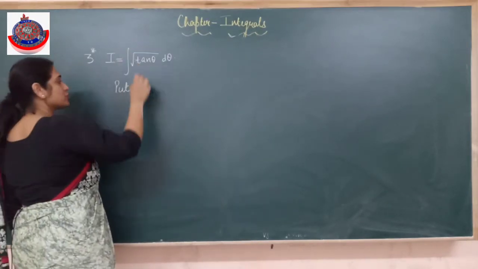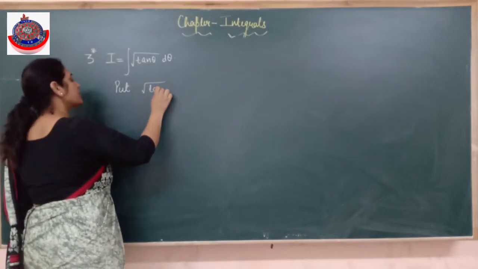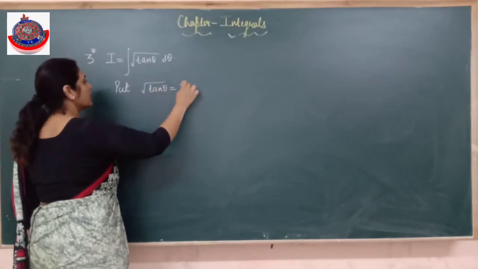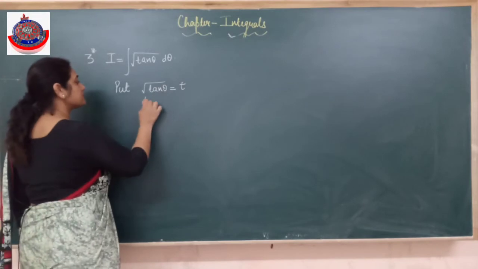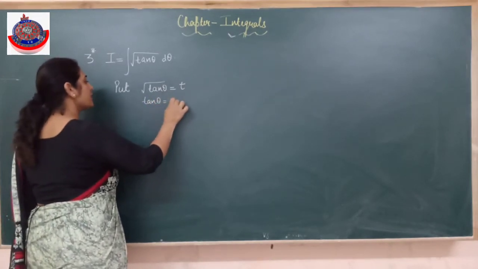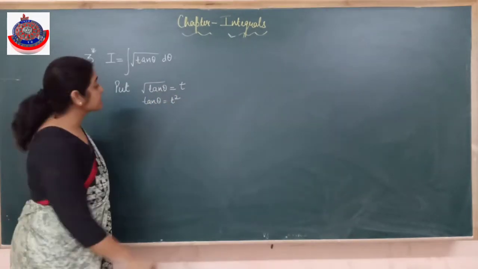I don't know the integration of root tan theta, so I am substituting complete root tan theta is equals to t. So what do I get? So tan theta is equals to t square. Now differentiate both sides with respect to t.